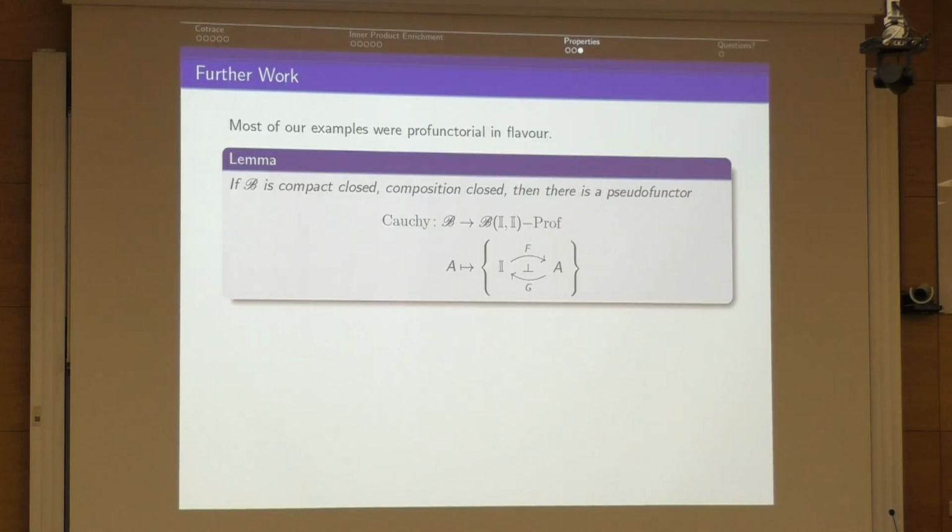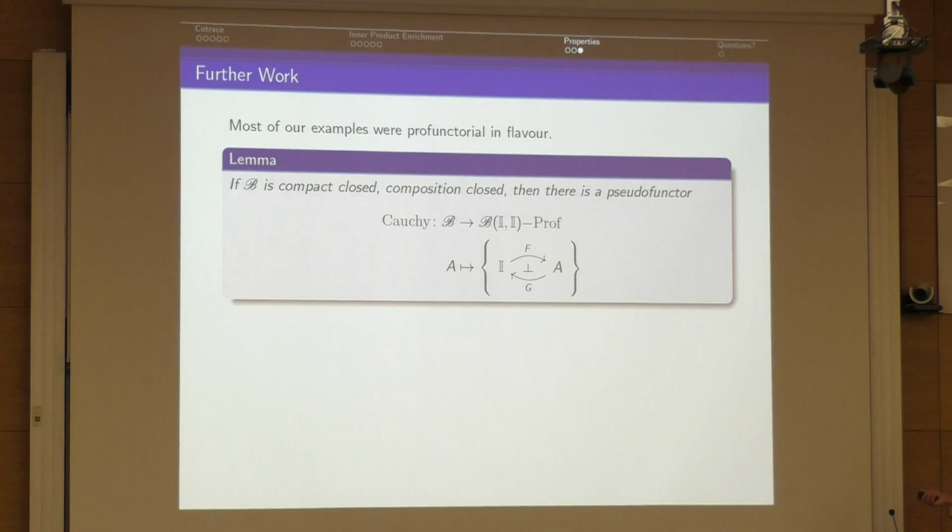Okay, so this story isn't finished. There are some questions which are still unanswered. One is that you might have noticed a lot of our examples were profunctorial in some sense. Sets and relations can really be thought of as special kinds of profunctors. Bimodules can be thought of as special kinds of profunctors.